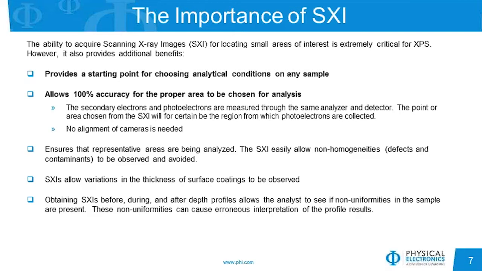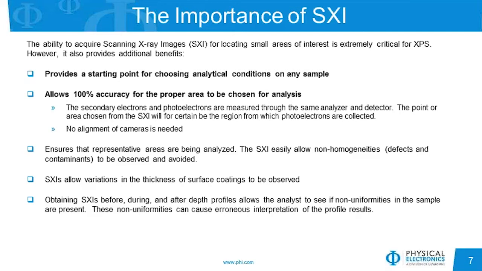In addition, it allows us to 100% accurately choose the analysis area that we would like. Because the secondary electrons and photoelectrons are collected through the exact same analyzer and detector system, if we choose a point on the SXI, we have the utmost confidence that the photoelectrons that we generate from there will be collected at the same area.